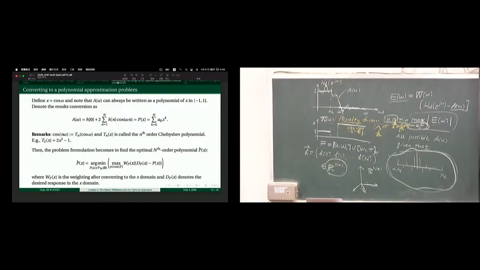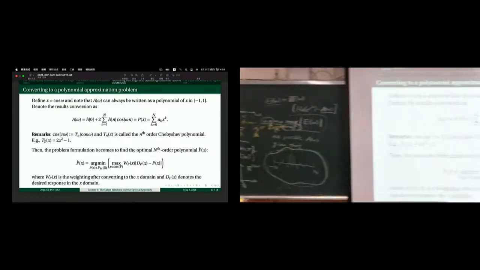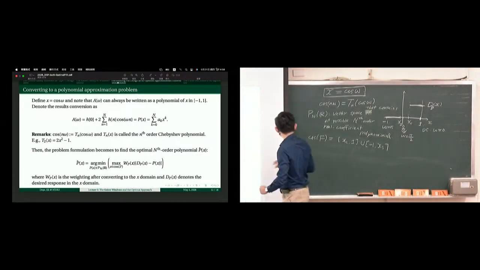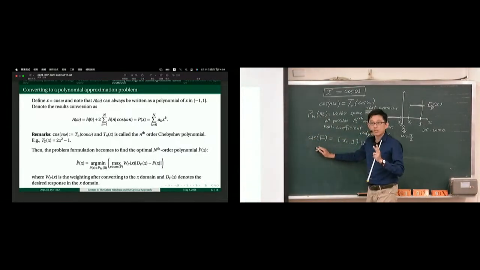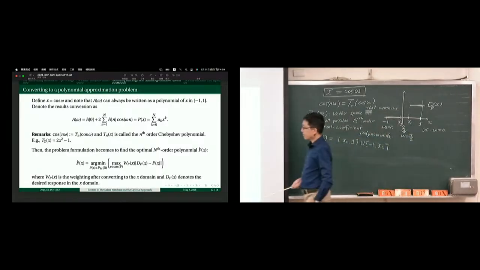Cosine F is f after mapping by cosine. Okay, cosine f now, if you will, should be the union of the passband and stop band. So basically cosine f is the passband and stop band after change of variable. Just a sloppy notation. 不是很严谨的 notation. It's not the most rigorous notation, but please bear with me for simplicity.